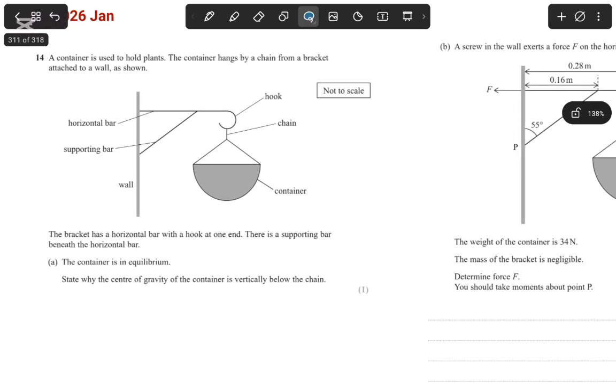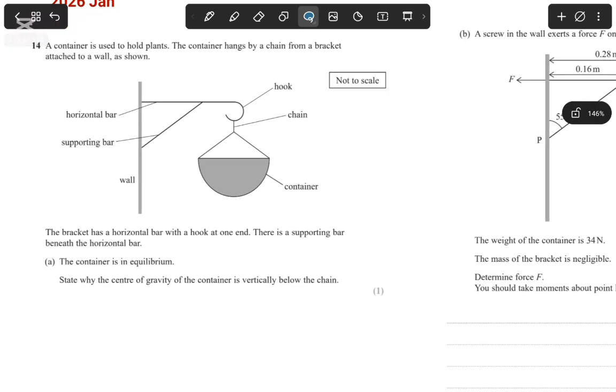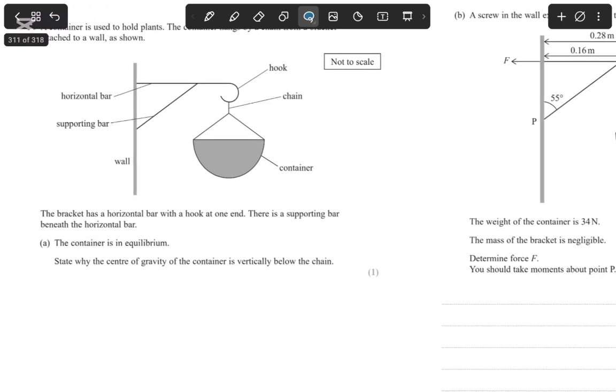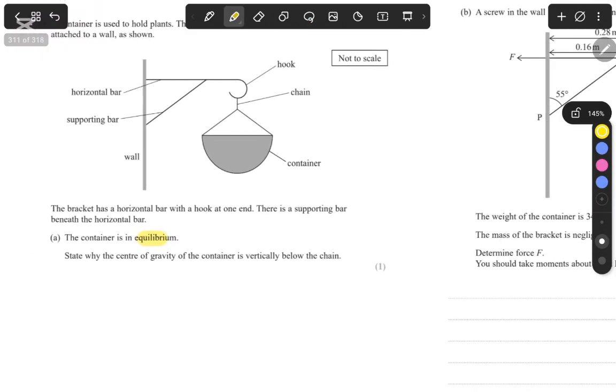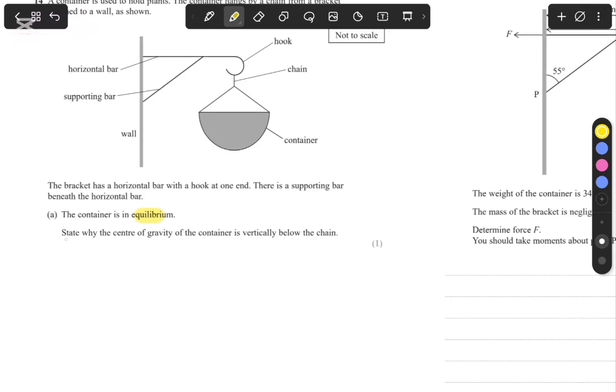I'm gonna answer part A straight up. So we have been given this diagram. We have a horizontal bar, we have a supporting bar, we have a container, we have a chain, and then we have a hook. And that's all connected to this wall we can see on the diagram. And part A says to us, the container is in equilibrium. That's an important part of the question. And then it says state why the center of gravity of the container is vertically below the chain.